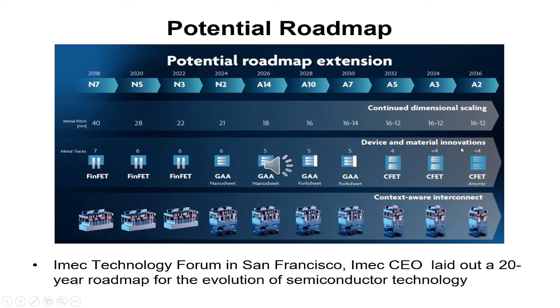Device and material innovation, with metal pitch 16 to 12, and it will be constant only. Metal tracks are less than 4 for CFET in 2034, and in 2036 we use CFET atomic. Metal pitch is 16 to 12 nanometers. So this is the potential roadmap of the basic devices we are using in VLSI. Hope you understood this section.